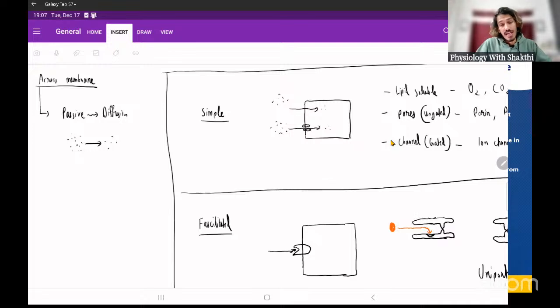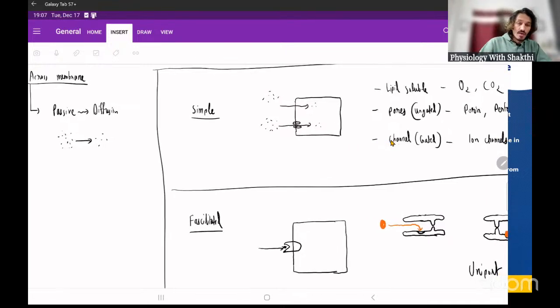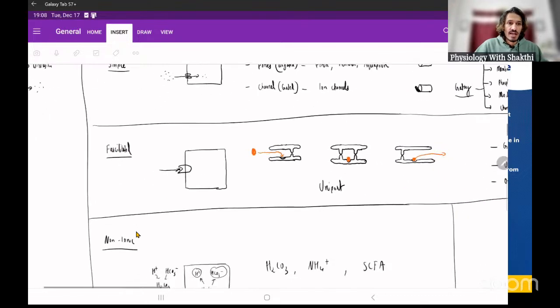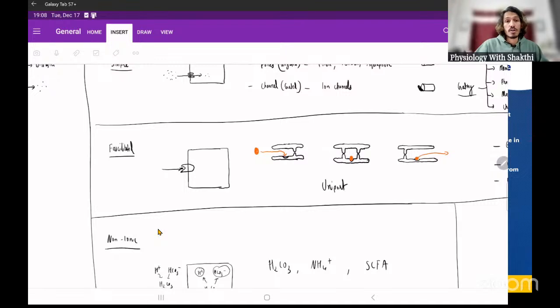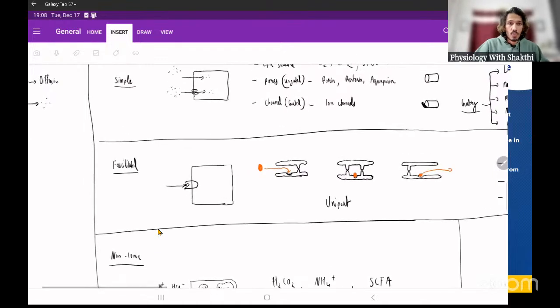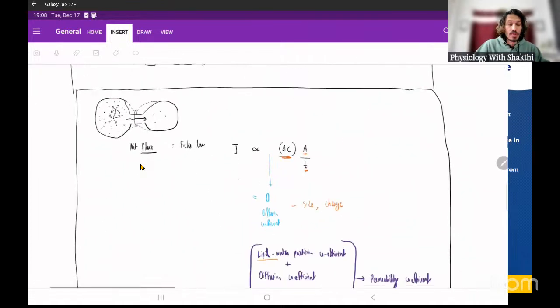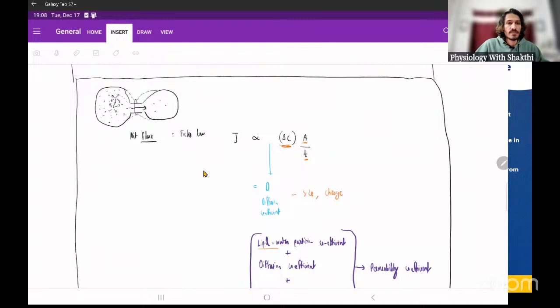Now, diffusion can be of three types. We have simple diffusion, facilitated diffusion, and non-ionic diffusion. So if a short note on diffusion comes, you'll have to talk about one, simple diffusion, two, facilitated diffusion, three, non-ionic diffusion. Before that, define what diffusion is. And we're not done yet. Under this short note, usually you have to talk about Fick's law. You write these five things, then that is how you get full marks for that short note.